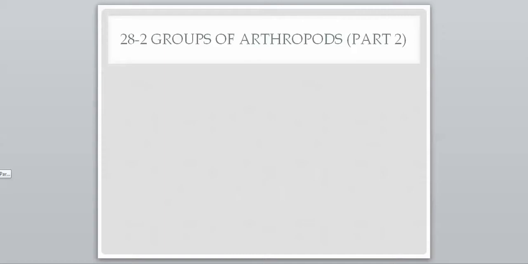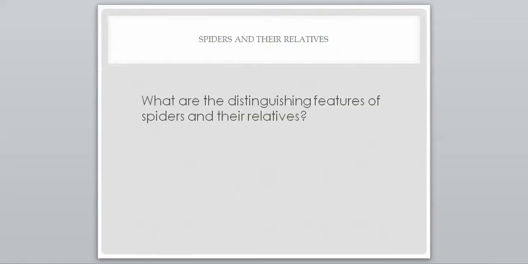Bio 2, we're going to continue on with our second part of our groups of arthropods. So we took a look at the defining features of crustaceans. So now we're going to start by looking at our second group. So what are the defining features of spiders and their relatives?